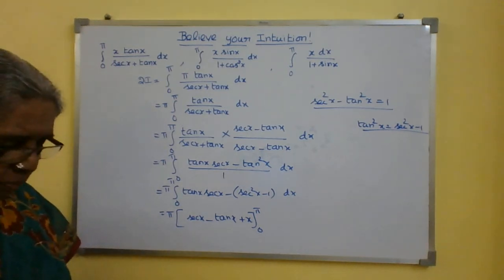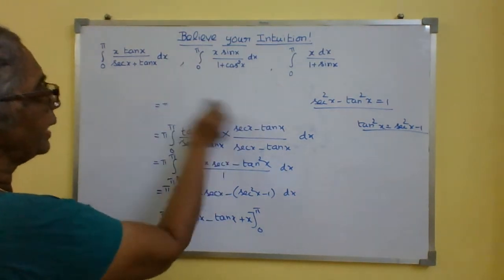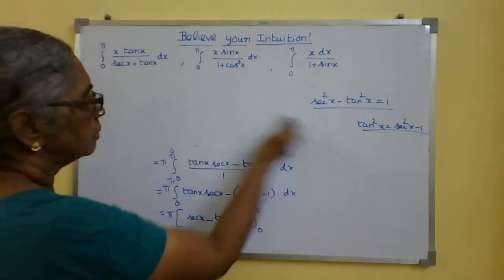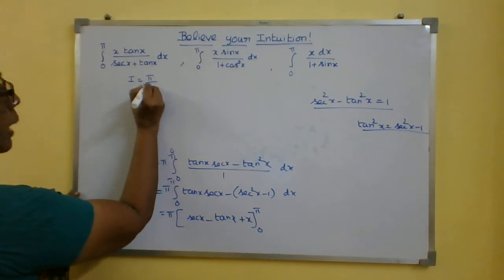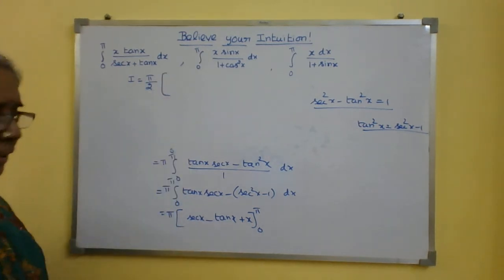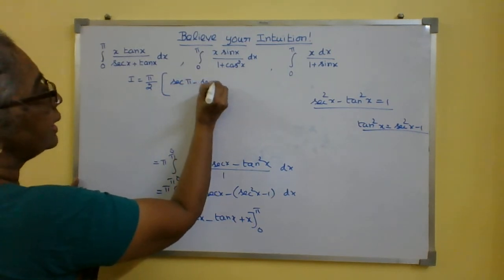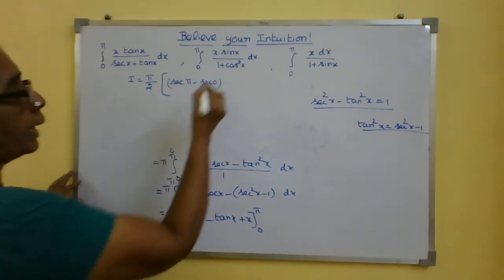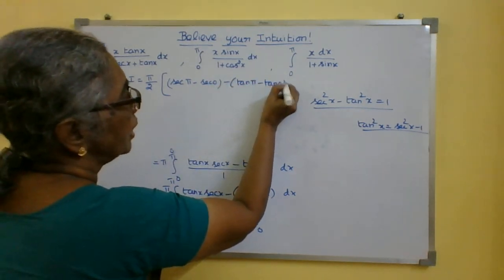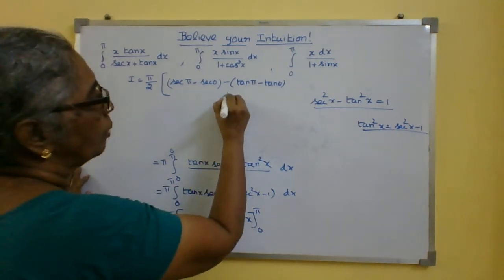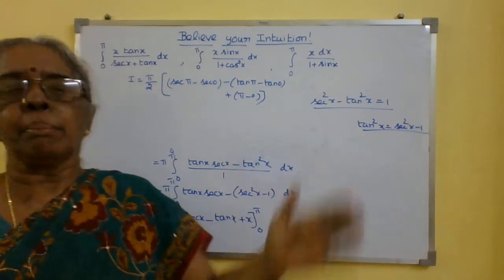Now we have to just substitute the limits and then we will be getting the answer. So now I can write I is equal to, it is pi by 2. Okay, now for the first term, I will write now secant pi minus secant 0, that is for this one, then minus, for that, tan pi minus tan 0. This is the second term. Coming to the third term, plus pi minus 0. For each term, I am doing upper limit minus lower limit.